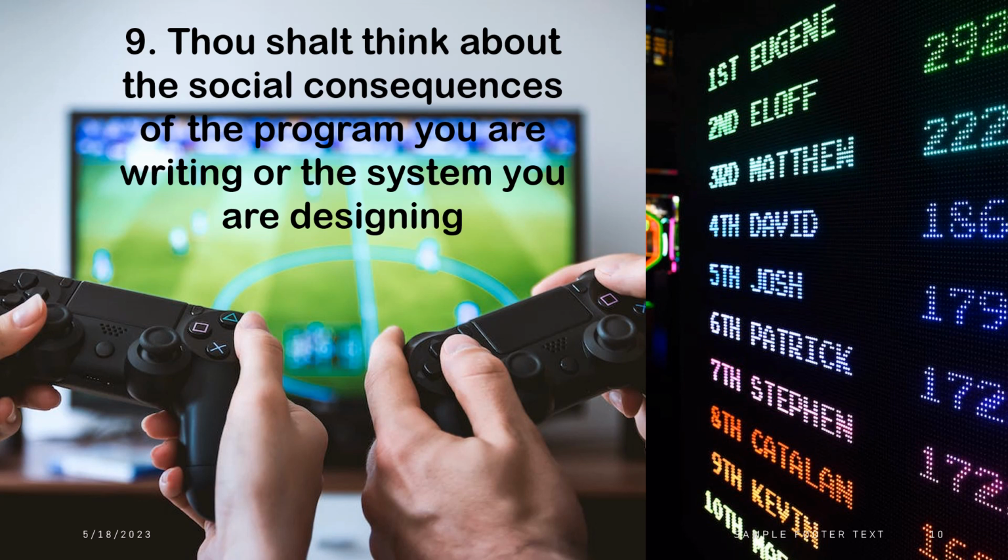Number 9. Thou shalt think about the social consequences of the program you are writing or the system you are designing. This simply means that before developing a software, think about the social impact it can have. A computer software on release reaches millions. Software like video games and animations or educational software can have a social impact on their users. When working on animation films or designing video games, for example, it is the programmer's responsibility to understand his target audience/users and the effect it may have on them.